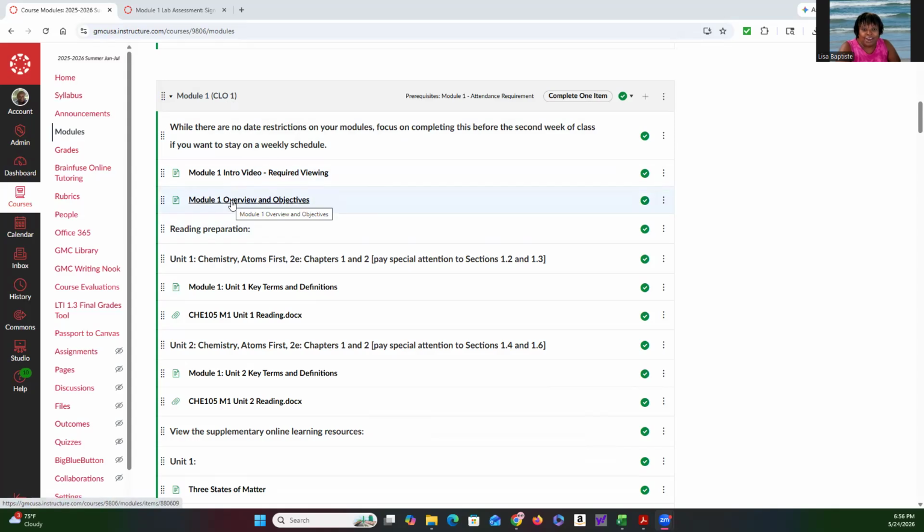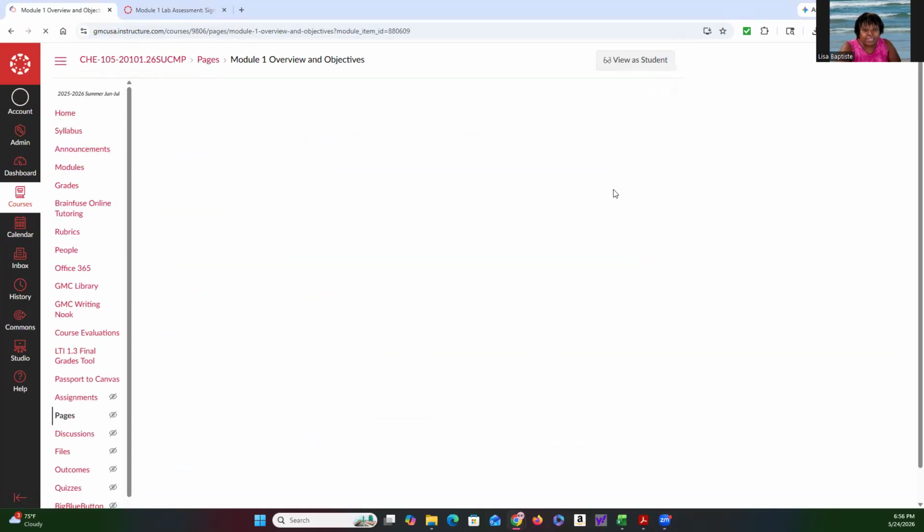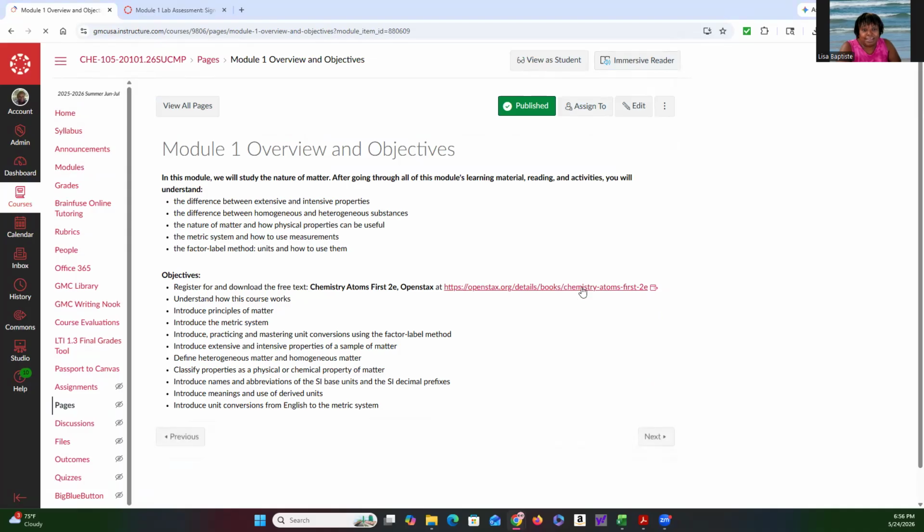So let's start with the overview and objectives. In this module, we will study the nature of matter. After going through all this module's learning material, reading, and activities, you will understand the difference between extensive and intensive properties, the difference between homogeneous and heterogeneous substances, the nature of matter and how physical properties can be useful, the metric system and how to use measurements, the factor label method, units, and how to use them.